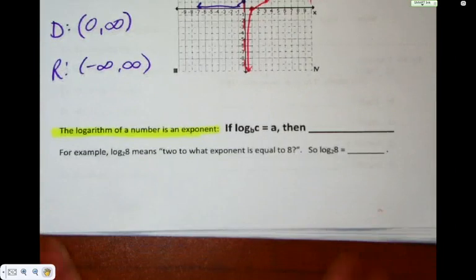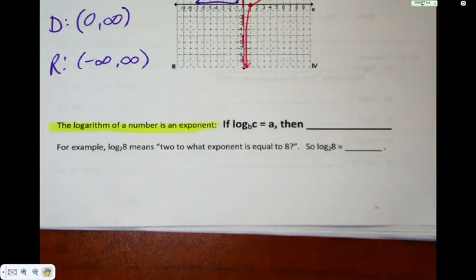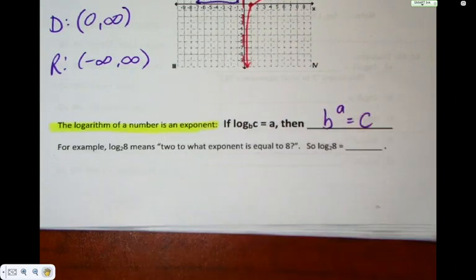The logarithm of a number is an exponent. When you take the log of a number, what you're looking for is an exponent. If log base b of c equals a, okay, follow me here, then b to the a equals c.